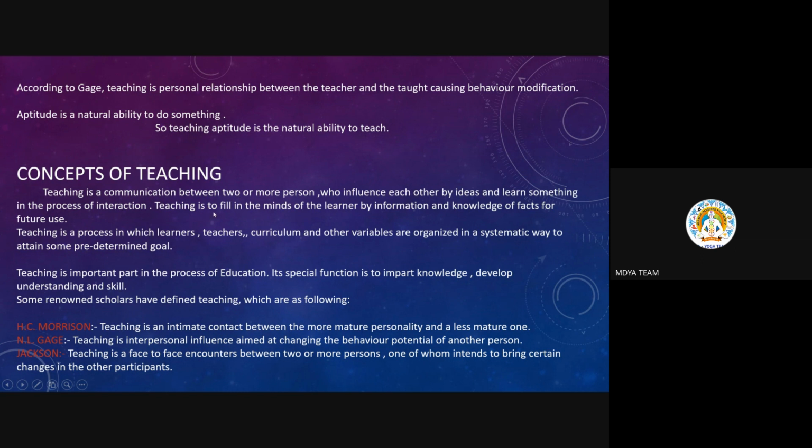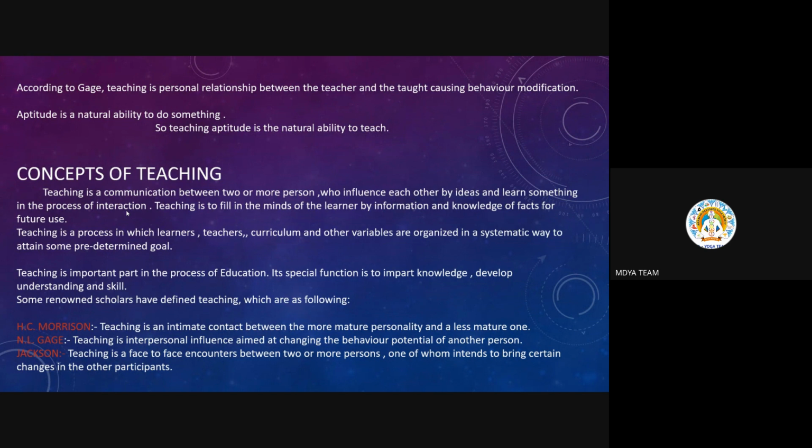So in teaching, there are always two or more persons who influence each other by ideas. Maybe I am influenced by your ideas, and you by mine, and we learn from each other. I am learning something from you guys, and you are learning something from me. If the learning is not happening, as I have told you earlier, there is no teaching. So in teaching, we learn something in the process of interaction, because there are two or more persons, so there is always an interaction in the process of teaching.